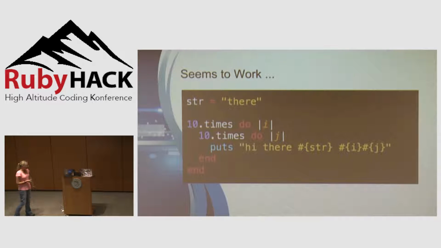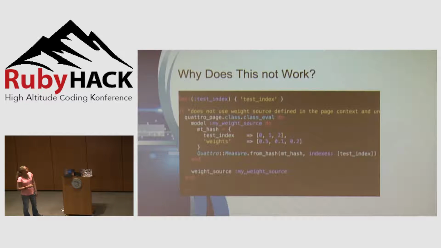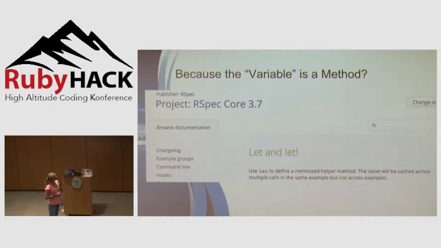So theory number 2 was maybe the problem is that I'm using let to define test index. So I did a little bit of digging, and I found the following bit of RSpec documentation that says that actually let defines a memoized helper method and not a variable as I first thought. And so I thought maybe the problem is that you can't actually use a method defined outside the scope of a block inside a block.